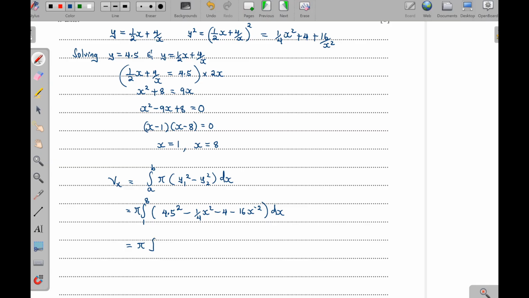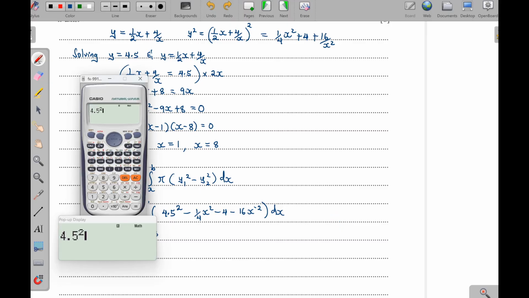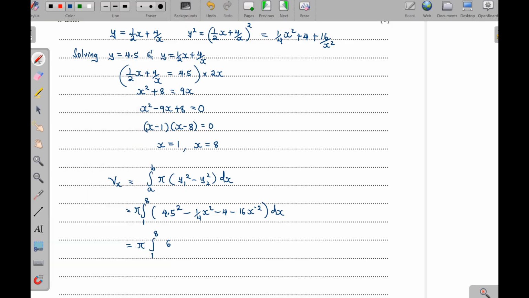Yes, maybe. So 1 to 8. This one here is 9 squared. You know, 4.5 is the same as 9 over 2. So 9 squared is 81. Then 2 squared is 4. Then minus the 4 here. So you have 4 times 4, that is 16. So 81 minus 16, 4.5 squared, then minus the 4. That one gives us 65 over 4. So I can write this as 65 over 4 simplified minus a quarter, then x squared minus 16 x to the power of negative 2, then dx.